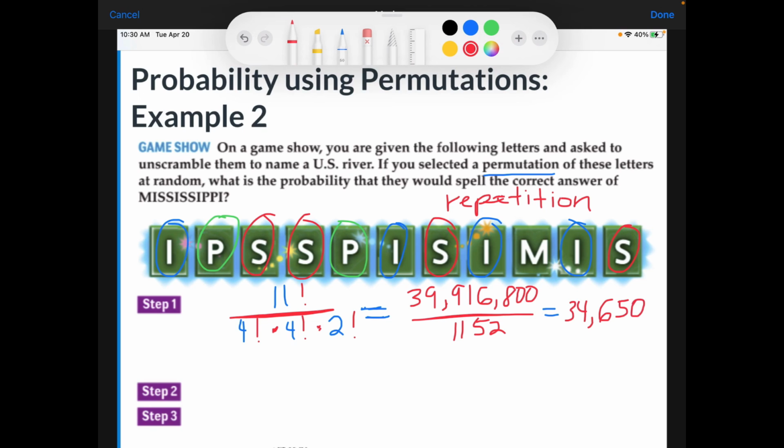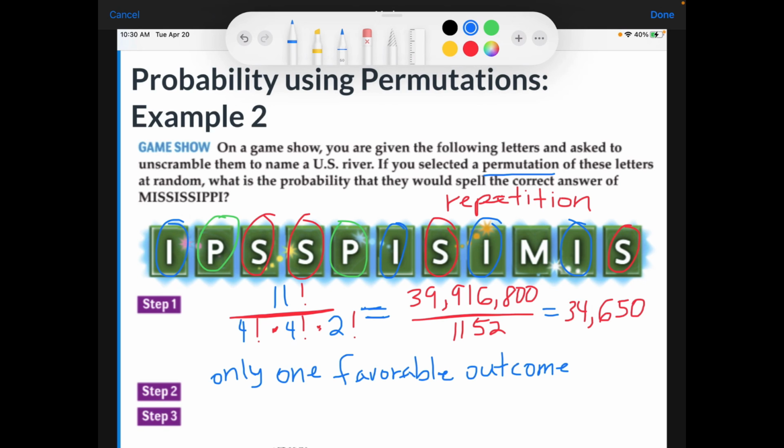Whew! There is only one favorable arrangement. This is the amount of different arrangements you could get, but we only want one out of those. So what is the probability that you are going to be able to spell correctly the letters Mississippi in order? Okay, so only one favorable outcome. Favorable means that's the one we want. Only one favorable outcome out of that number.